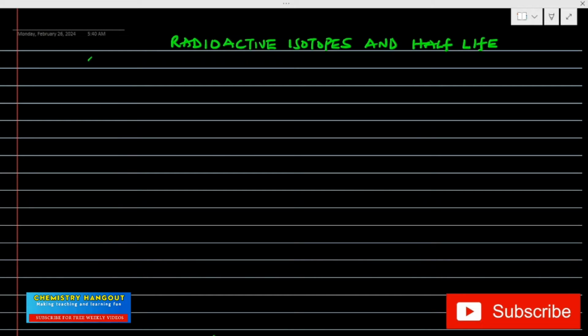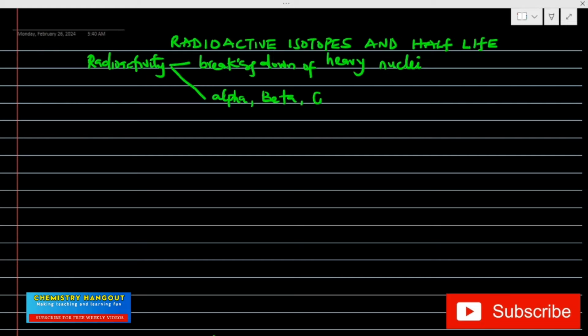But the basic thing we talked about in radioactivity is that it is the breaking down of heavy nuclei. And when these nuclei break down, they can emit either alpha, beta, or gamma, or emit two of these three. We have talked about all these. We have talked about their characteristics.